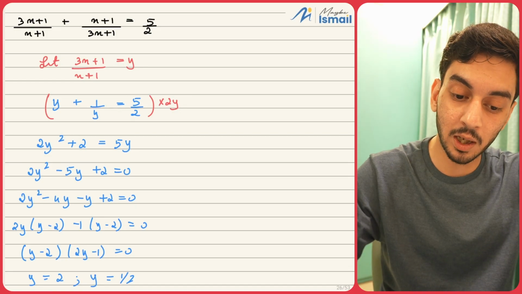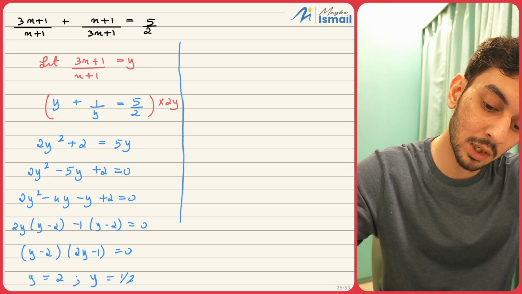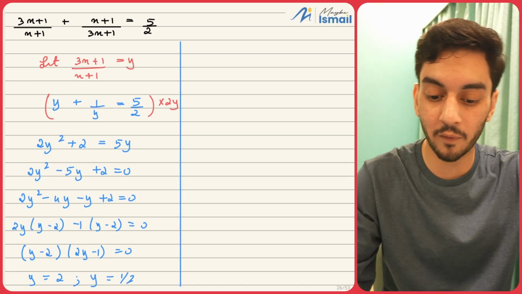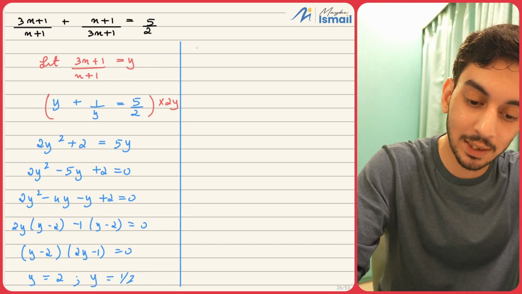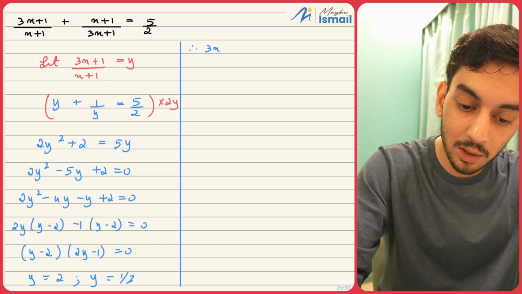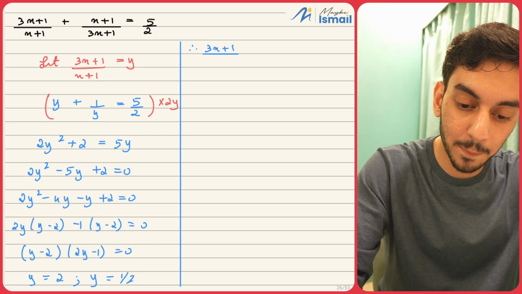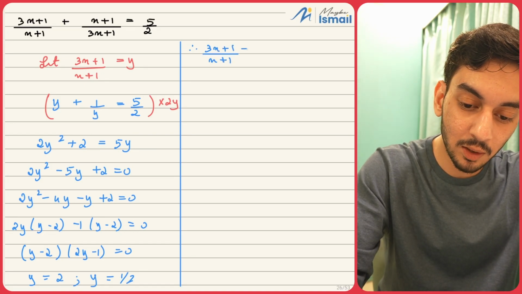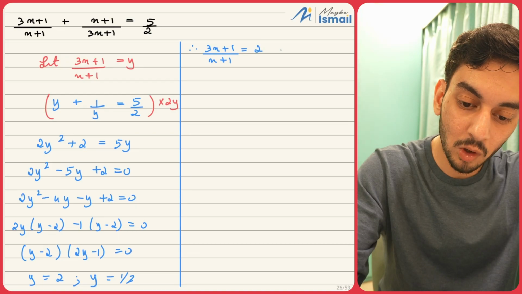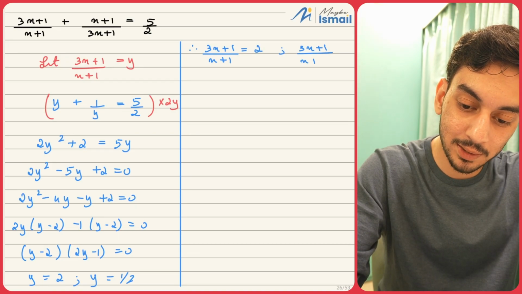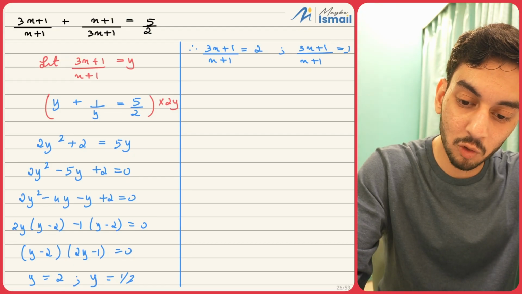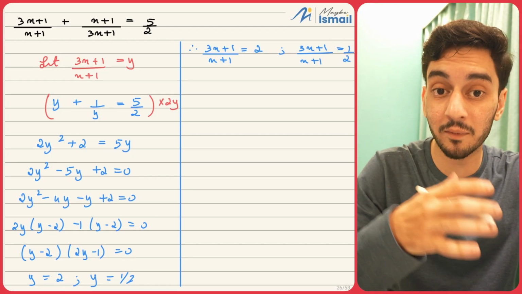And again, we are at the same position that nobody asked us in the question what is the value of y, because y does not exist. So I can come back to my question and say that therefore 3x plus 1 upon x plus 1 would be equal to 2, or 3x plus 1 upon x plus 1 would be equal to 1 over 2, because that is what I have assumed y to be.